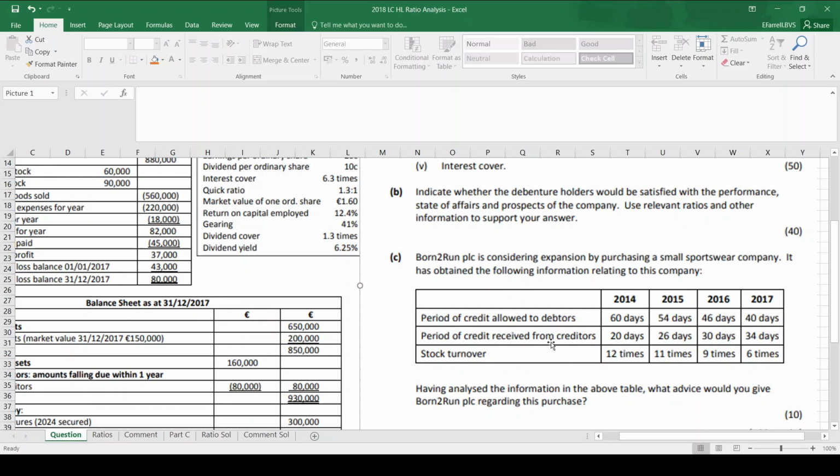So this is, when you purchase something, how much time are people allowing you to pay it back. So that's gone from 20 to 34. It's gone up, which is good also. And the stock turnover, how quickly the stock is turning over, has gone from 12 to 6, which isn't good. So we need to comment on this. What advice would you give to Born to Run PLC about purchasing this small sportswear company?